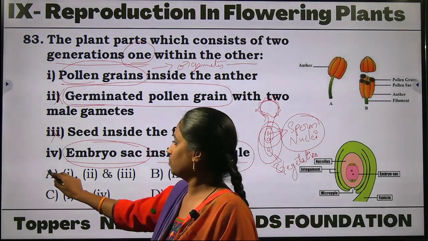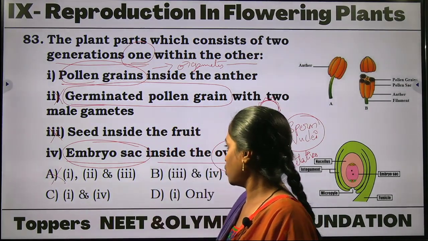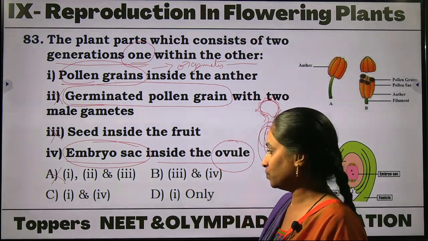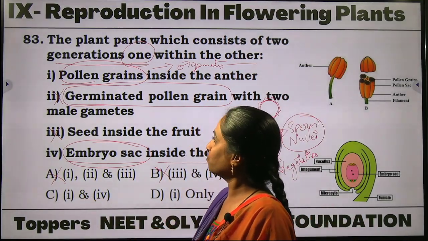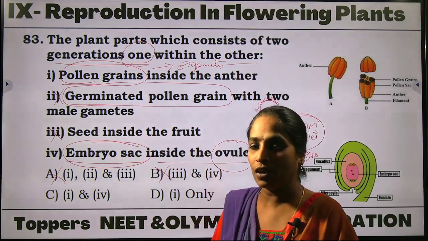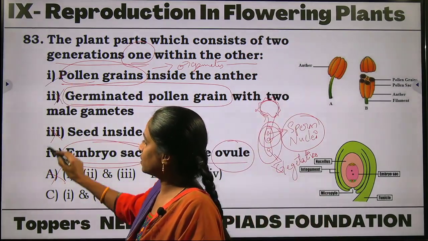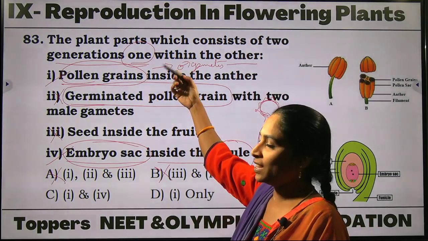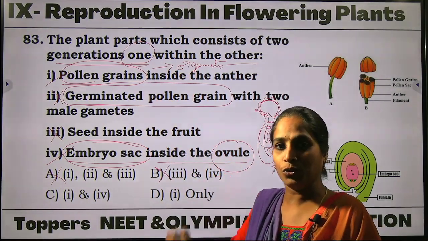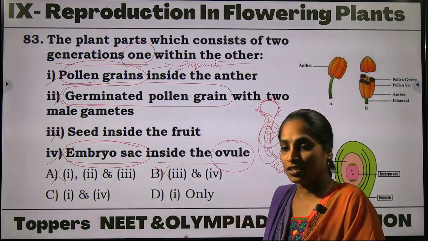1, 2, 3. Option A is wrong. 3 and 4. Option B is wrong. 1 and 4. Yes, that is what we have discussed up till now. Statement 1 is correct and statement 2 is correct. Okay, so why? Because the next generation gametes are ready to produce the next generation process.